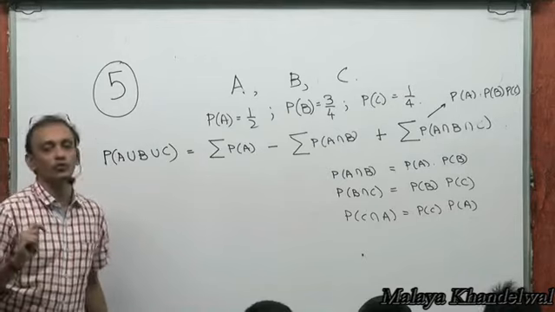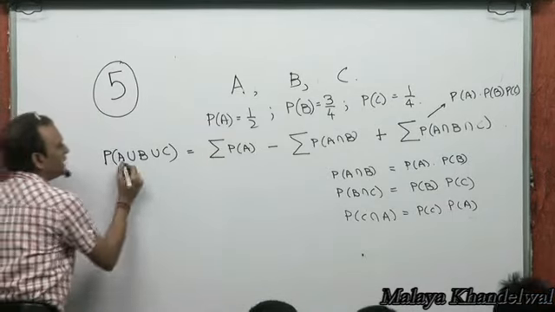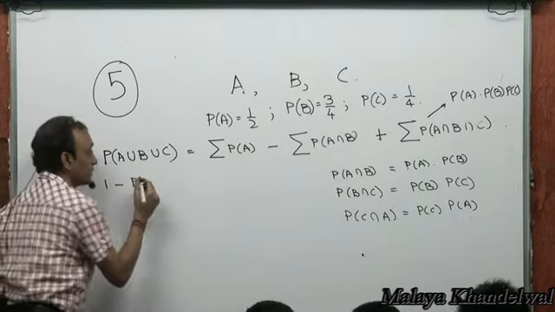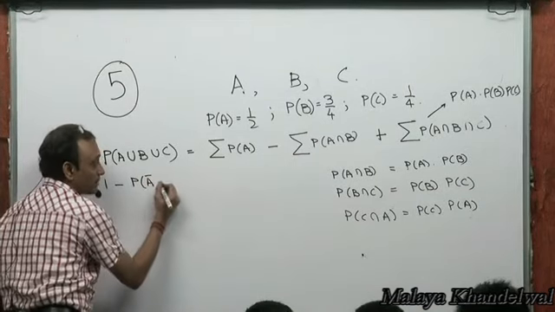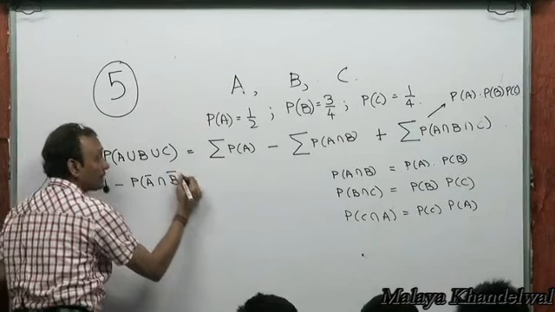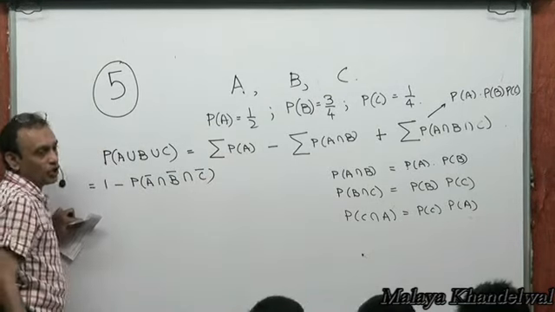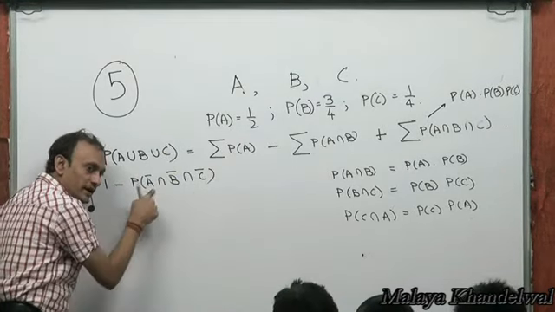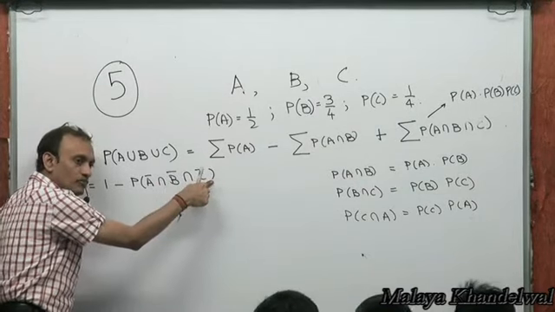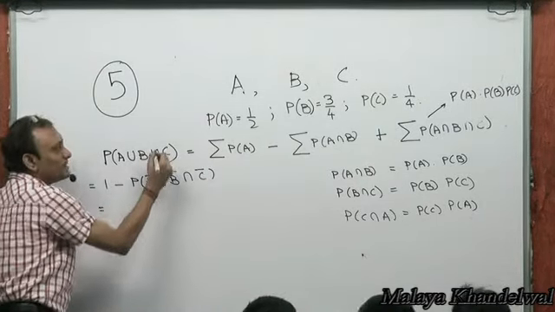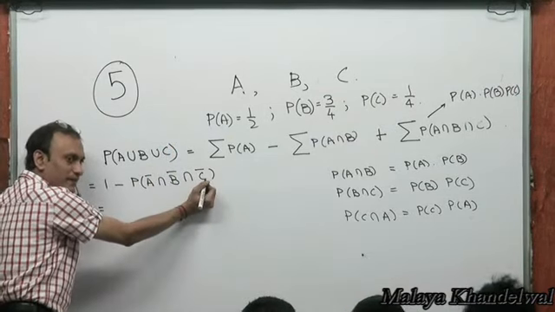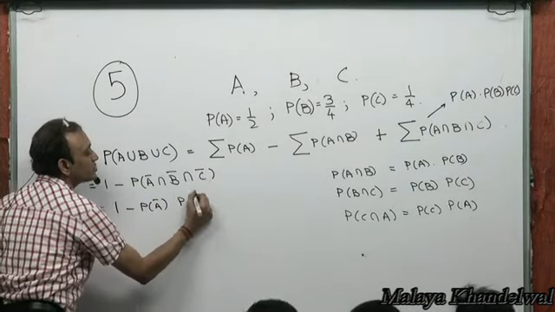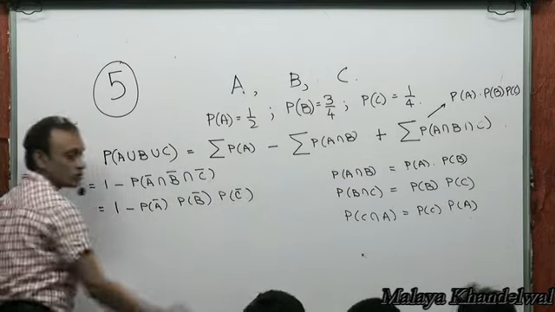This is one way. But this is not what you do. What you do is, the probability that A or B or C solves is 1 minus the probability that none of them solves. That means A does not solve, A bar, and B does not solve, B bar, and C does not solve, that is C bar. Yes or no? The probability that A or B or C solves is 1 minus the probability that no one solves. So if A, B, C are independent events, A bar, B bar, C bar would be independent events. So this would be 1 minus the probability that A does not solve into the probability that B does not solve into the probability that C does not solve.